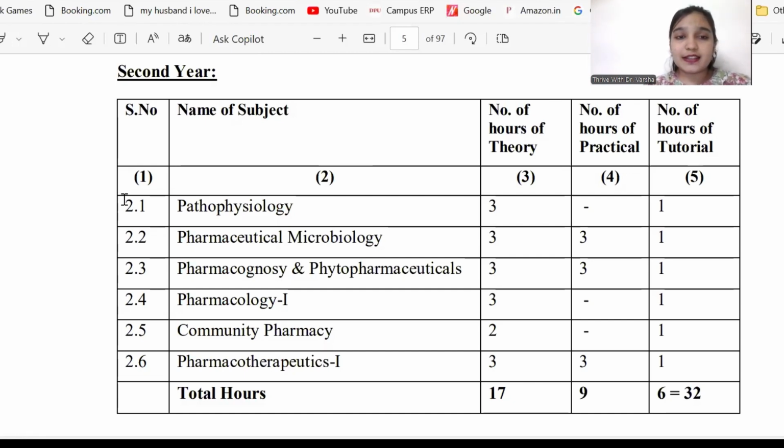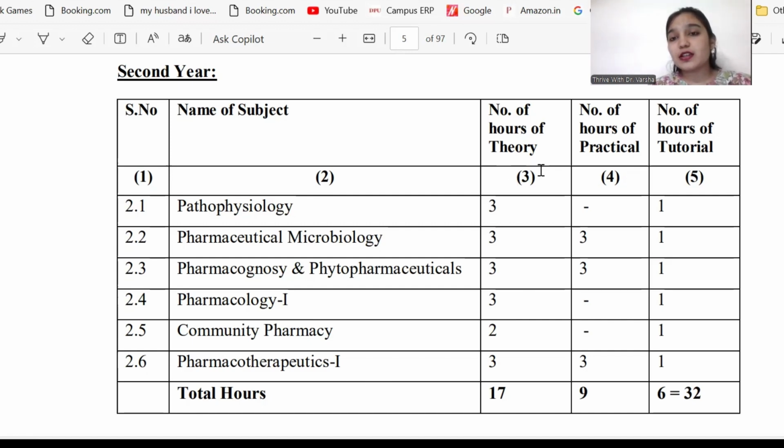So over here you can see there are a total of 6 subjects in your second year. The first subject is called pathophysiology, second is pharmaceutical microbiology, third is pharmacognosy and phytopharmaceuticals, fourth is pharmacology 1, fifth is community pharmacy, and sixth is therapeutics 1.